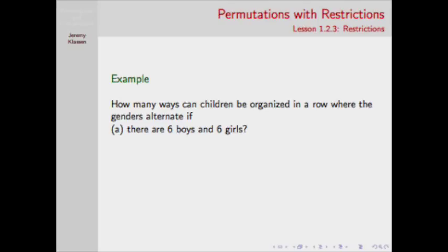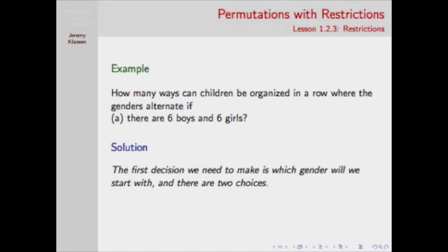Okay, another popular question that is a restriction of permutations is the one that requires us to alternate. Now in this case, how many ways can children be organized in a row where the genders alternate if, in the first case here, we're going to look at 6 boys and 6 girls. In placing these children in this row here, the very first decision we have to make is which gender we're going to start with. And since there are 2 choices, we'll start by just writing a 2.